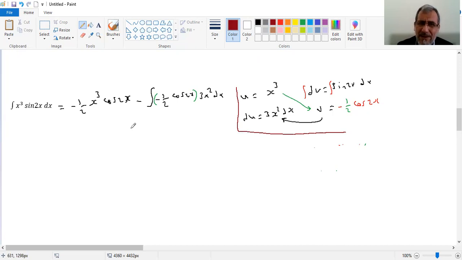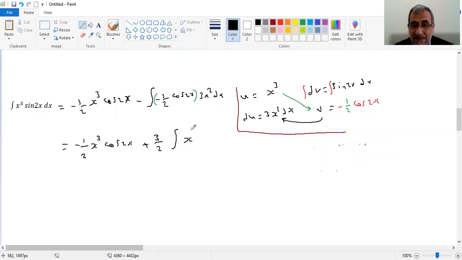Now let us write this one equal to negative half, the first one, x cubed cosine 2x. Negative half multiplied by 3 gives negative 3 over 2. This constant, negative 3 over 2, we take out, and this negative becomes plus 3 over 2.